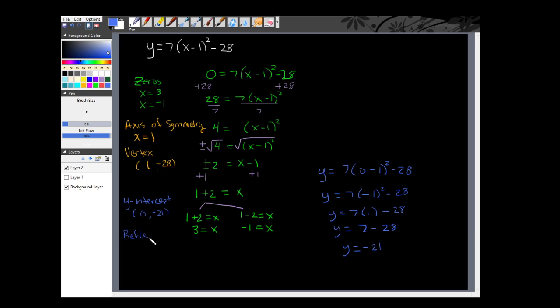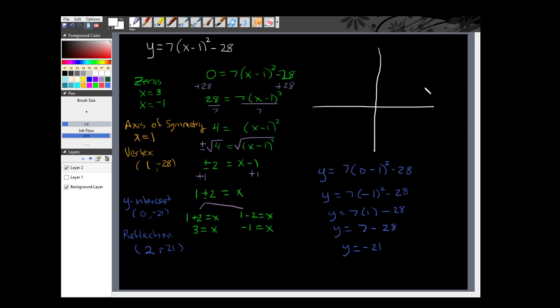And then to get my reflection point, the reflection point will be at the same y value, the same negative 21, but the x value changes. All that I do is I take the value of x at my vertex or axis of symmetry and I multiply it by 2. So 1 times 2 is 2, and that gets me my reflection point. So now we are all set to graph.